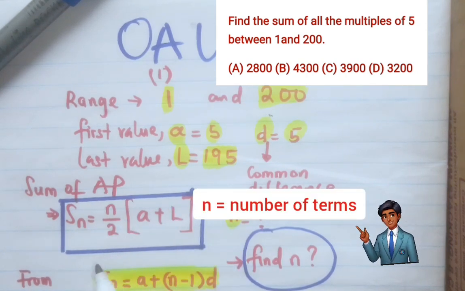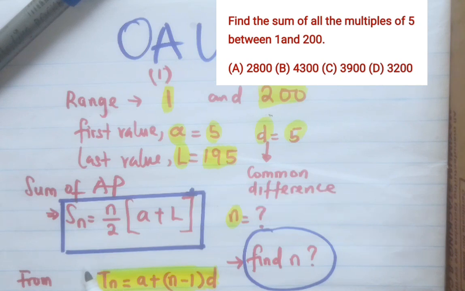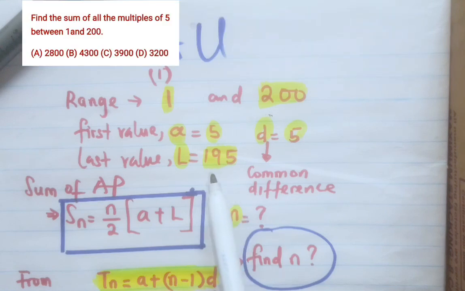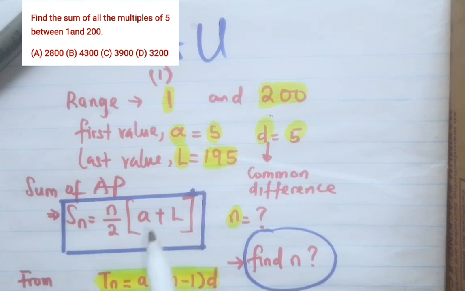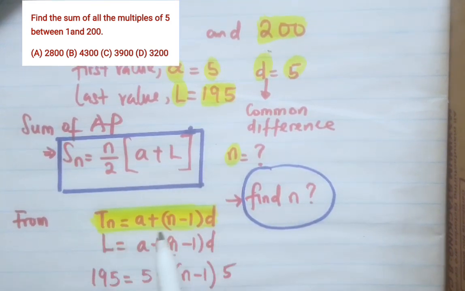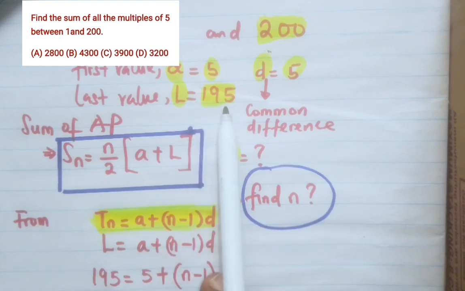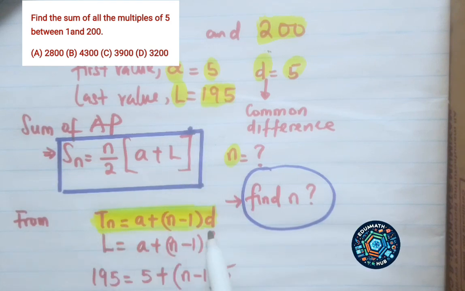How many terms do you have when you count from 5, 10, 15, 20, 25, 30? By the time you get to the last term, which is 195, how many terms would you have counted? 5 is the first one, 10 is the second one, 15 is the third one. But what will be the position for 195? You need to find that first using the general term of an AP: Tn equals A plus n minus 1, bracket D. You can also write the formula like this: L equals A plus n minus 1 D.